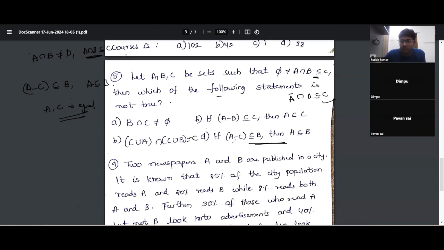So in that case, what is going to happen? If A minus C is a subset of B, then first of all A is a subset of B. Can we say that this is true?